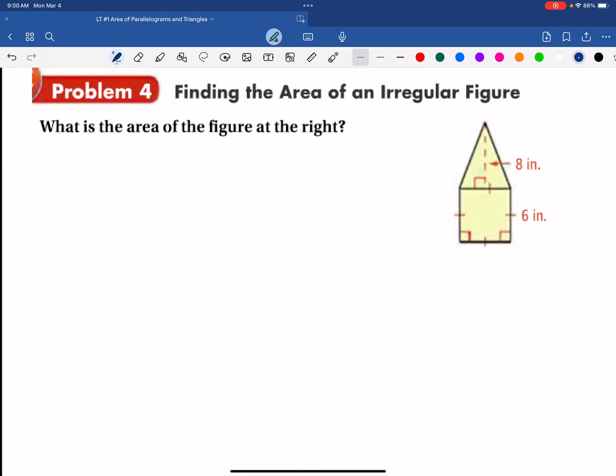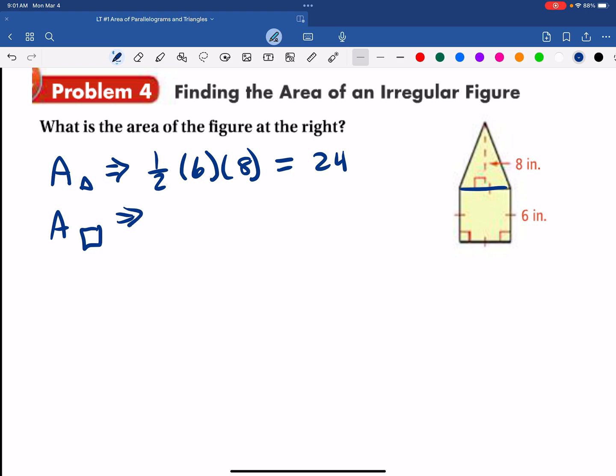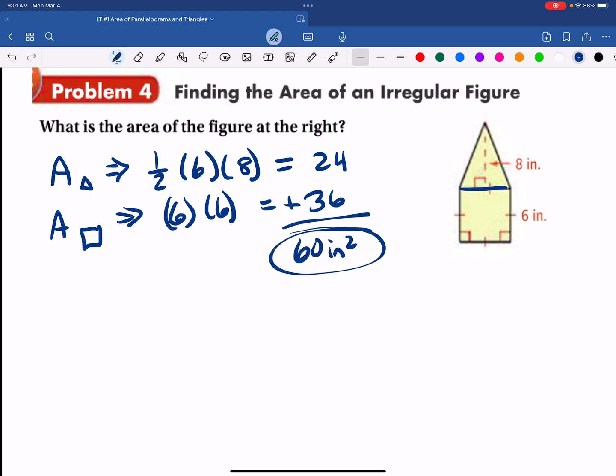Let's look at this composite figure. If we get the area of the triangle, that's going to be 1/2 the base length, which is going to be 6, times the height, which is 8, which gives us 24, and the area of the square, which is going to be 6 times 6, or 6 squared, which is 36, and we add the two together to get 60 inches squared. Area is always units squared.